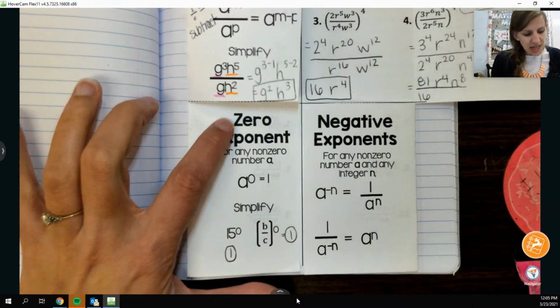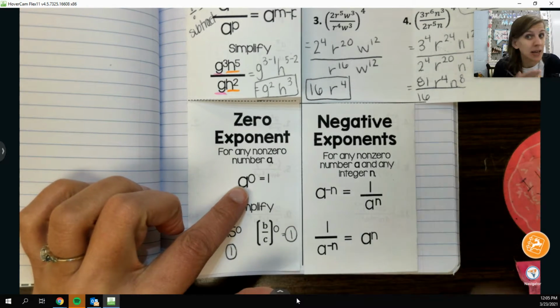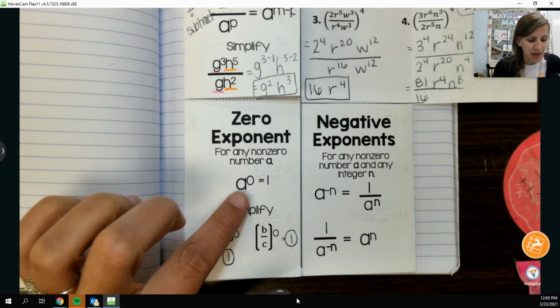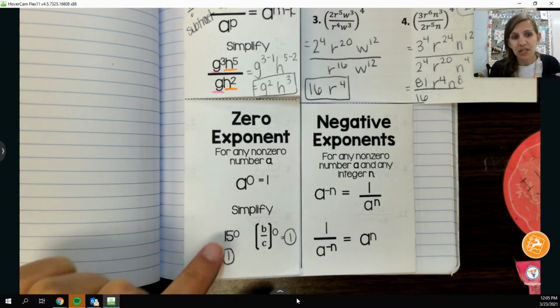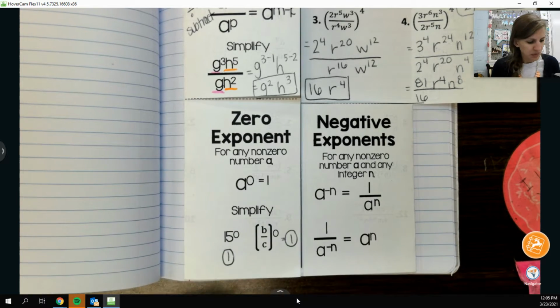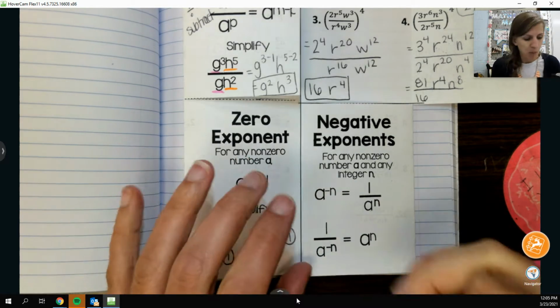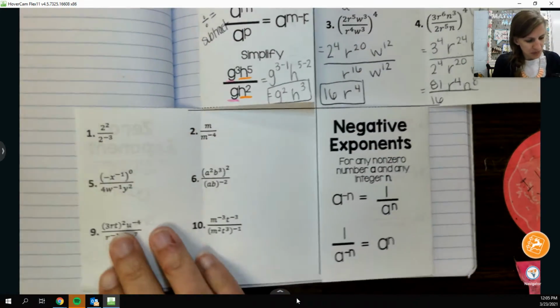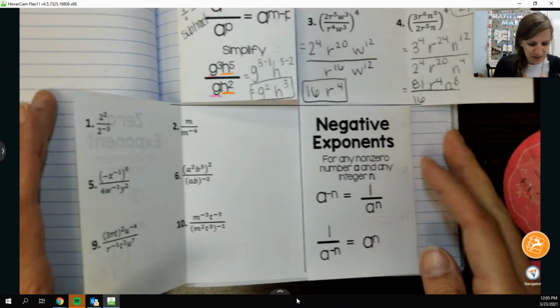So again, any zero exponent will always just make the whole thing 1. So any number to the 0 power is simply 1. So when we have 15 to the 0 power, that's just 1. This crazy fraction thing to the 0 power, just 1. So, oh my God, look at all that. Let's actually talk about our negatives first.